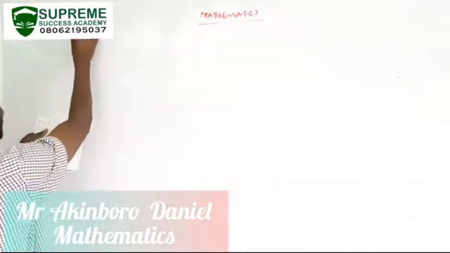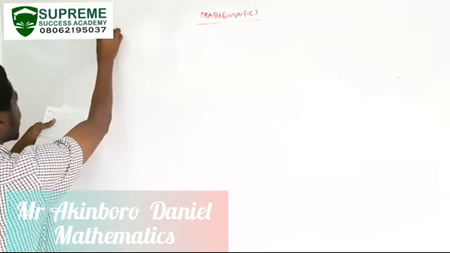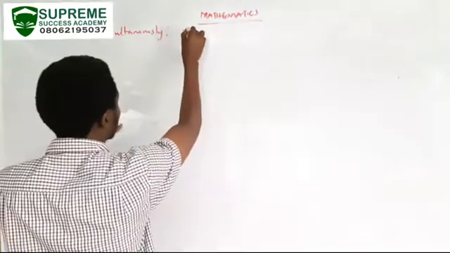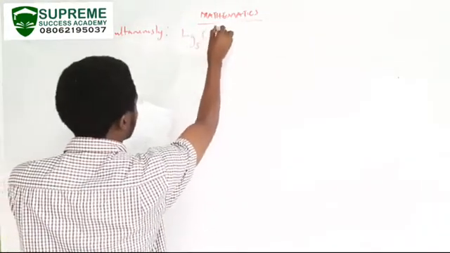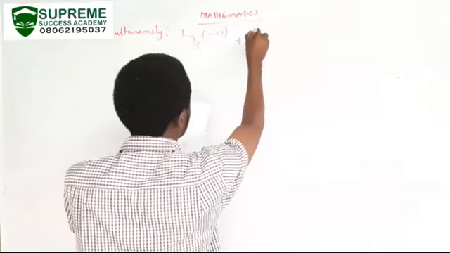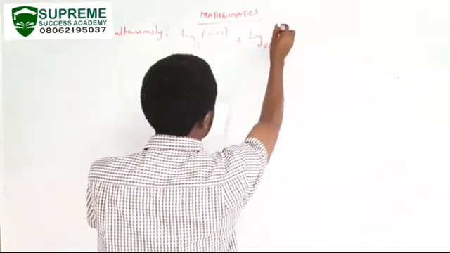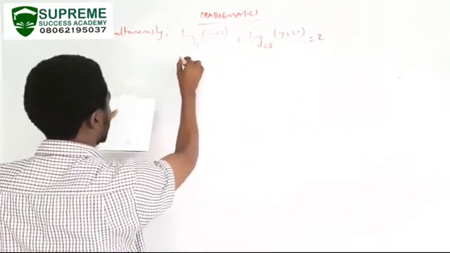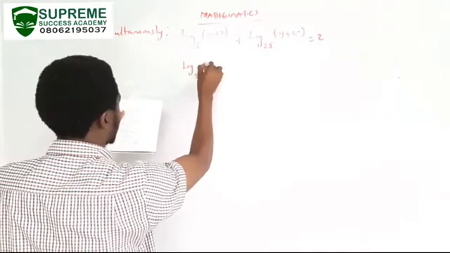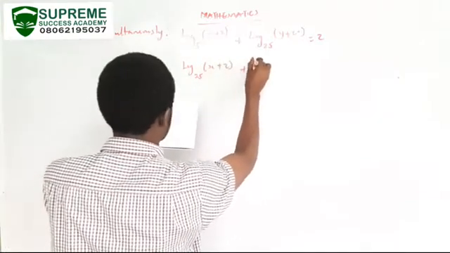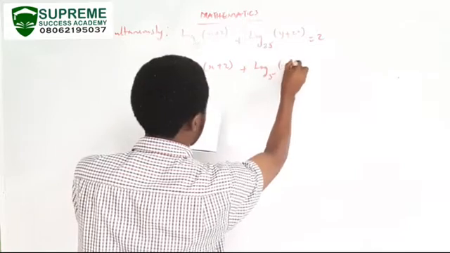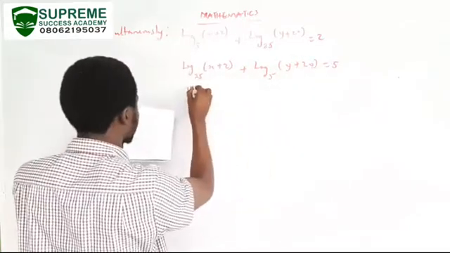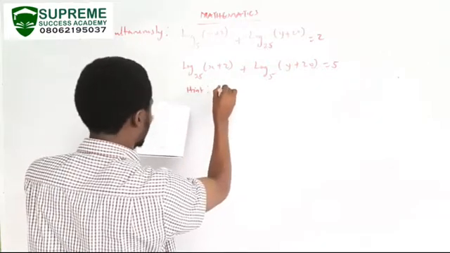Solve simultaneously: log 5x plus 2 plus log 25 y plus 20 equals 2, and log 25 x plus 2 plus log 5 y plus 20 equals 5. Okay, and that's the way the exam will give you most of the time.